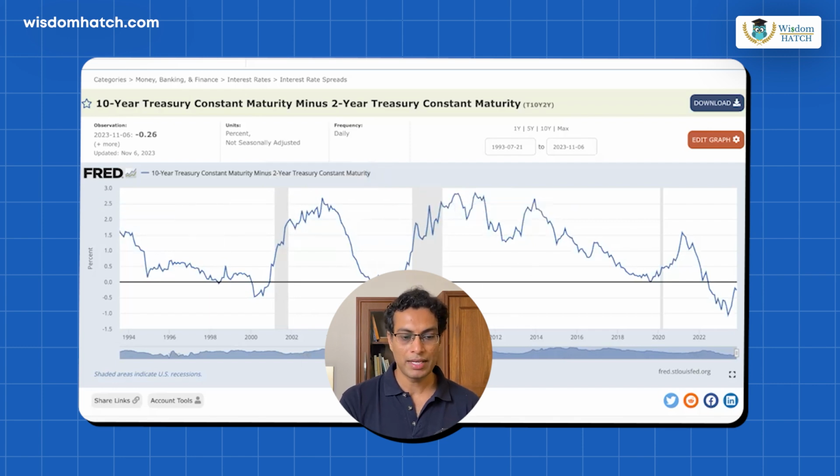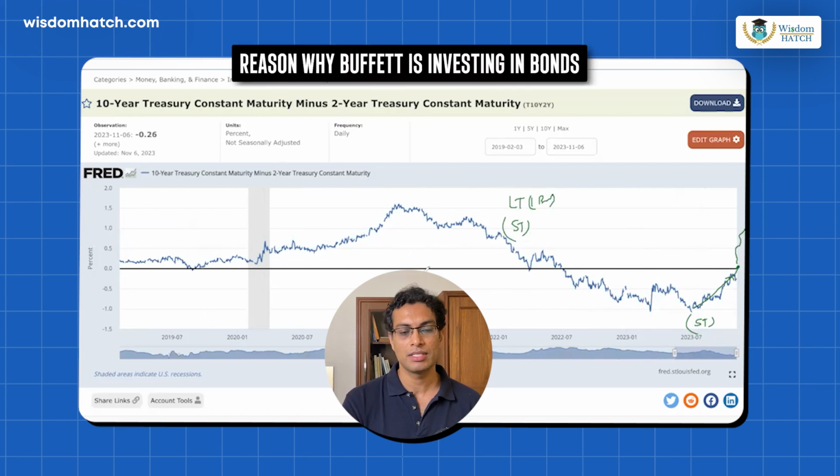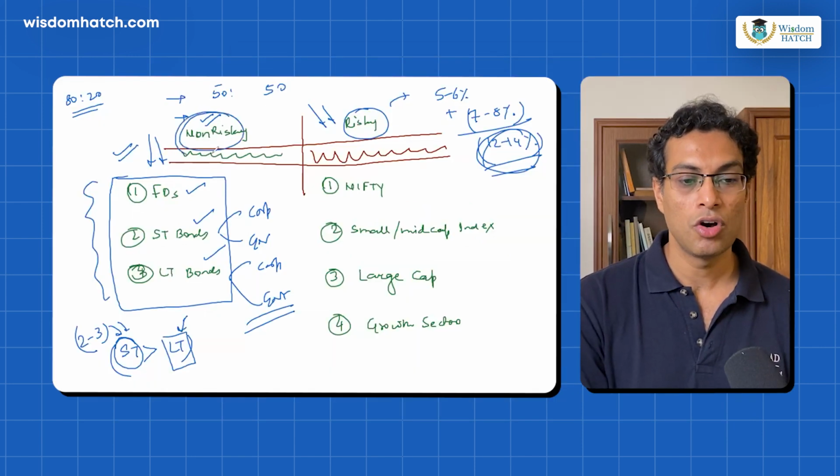Now what has started to happen is, and let me go back to my previous chart, what I was trying to show you, you will see that right now there is a good opportunity in short-term bonds compared to long-term. Once this comes back up and starts to go up under normal circumstances, then long-term bonds are likely to do better compared to short-term. And therefore, one of the reasons why Mr. Buffett is investing in bonds is in short-term bonds, where the maturity is less than 3 years, right? So this is the entire viewpoint that you need to understand on the non-risky side.